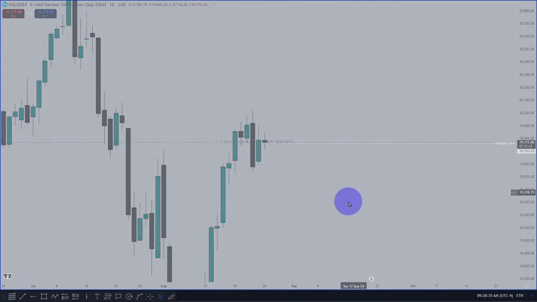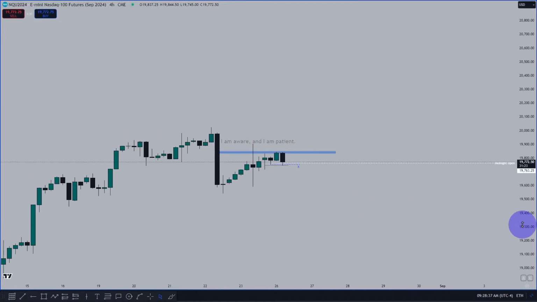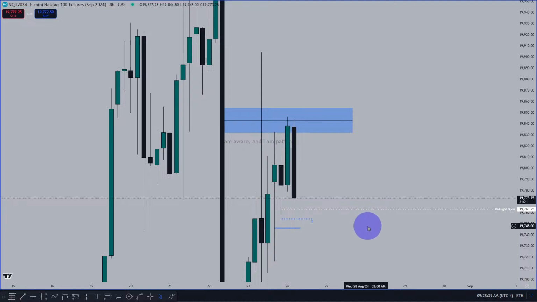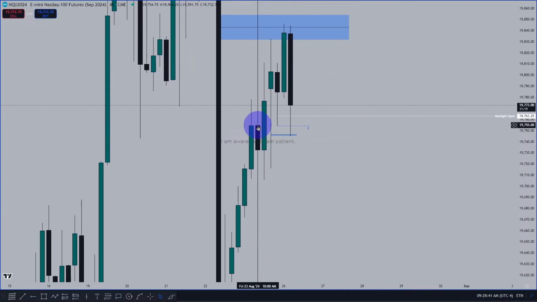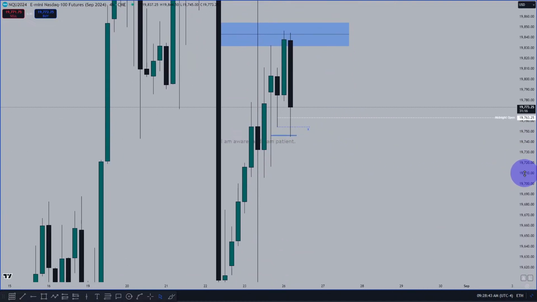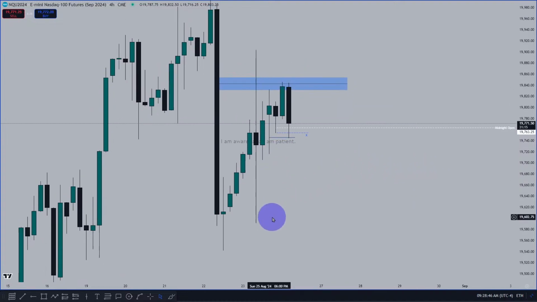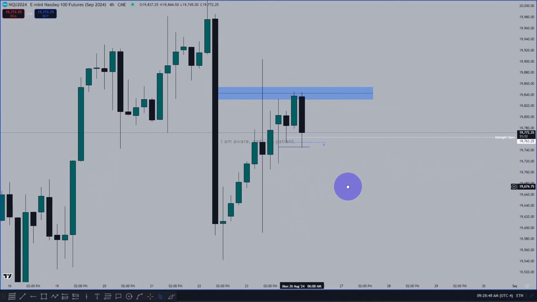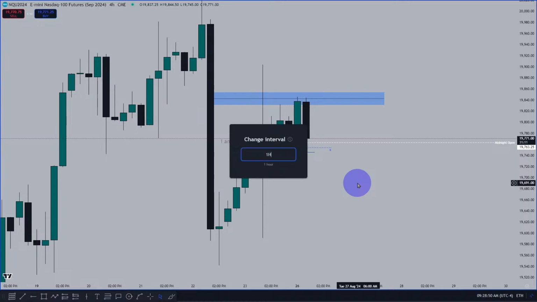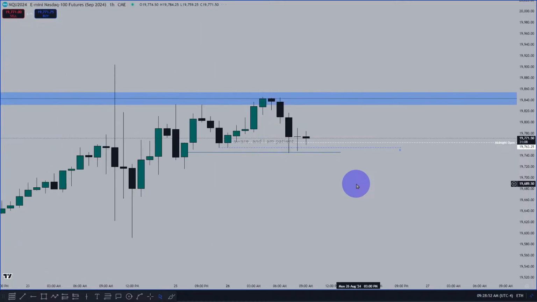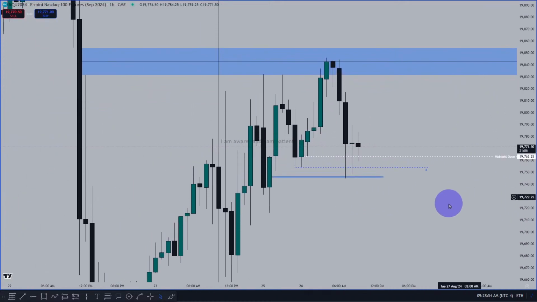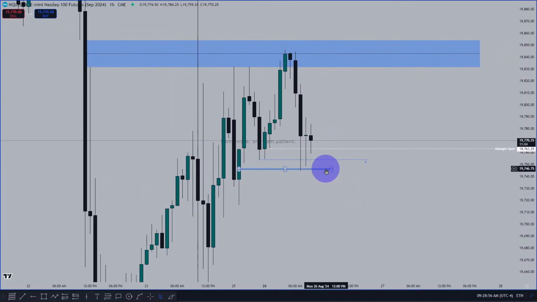Dropping into the 4-hour time frame, I want to take note of this order block right here. This was Powell's speech on Friday, which went up and down, giving us this order block. If we go on the 1 hour, this gives us a bigger story that you can frame off of.